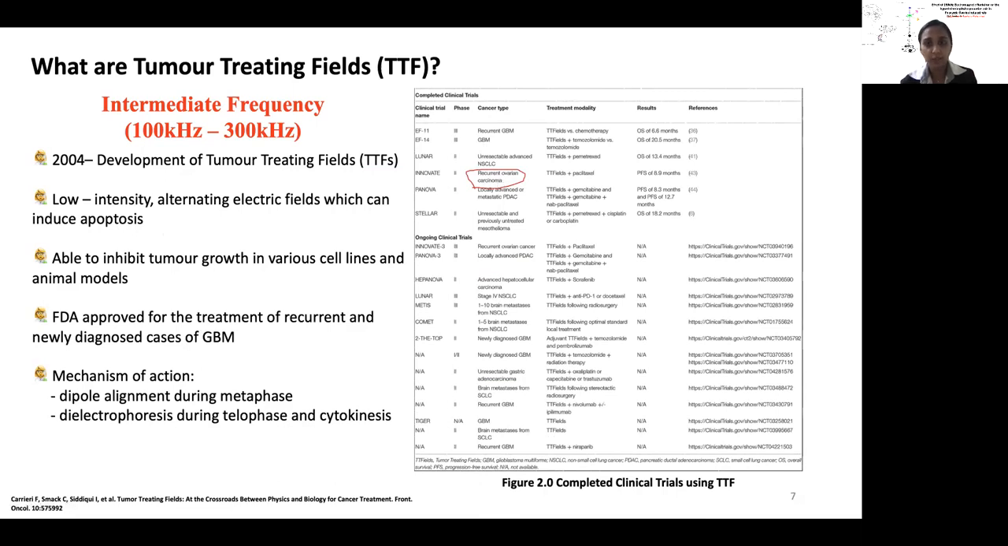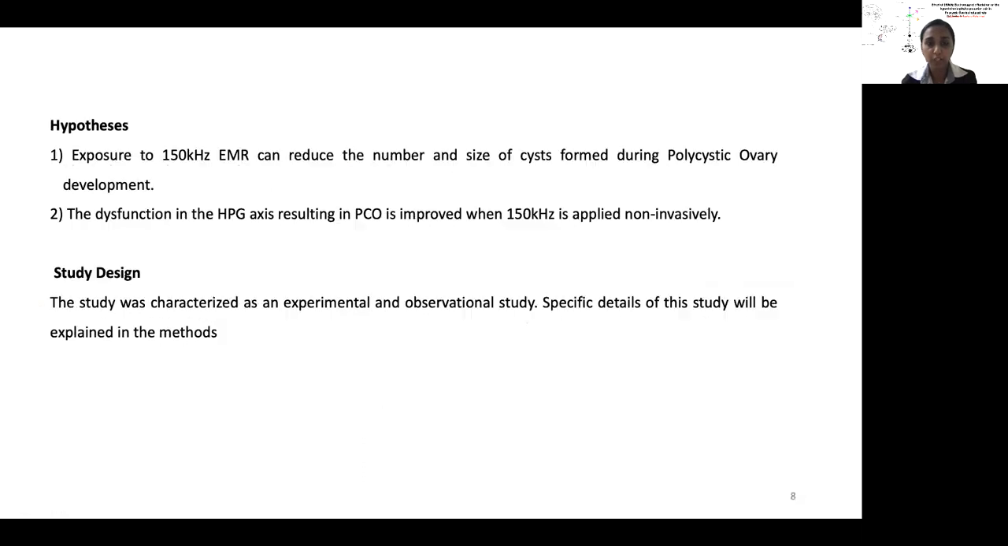So we decided that, okay, if they are using this particular frequency for the treatment of cancerous cells, why don't we try it on a tumor that is non-cancerous, such as cystic follicles, right? And the mechanism of action so far is that it works within the cell cycle where we have dipole alignment and dielectrophoresis. So this is what they have proposed for tumor treating fields, right? So from this, we decided to hypothesize that exposure to this particular frequency could reduce the number and size of cysts formed during polycystic ovary development.